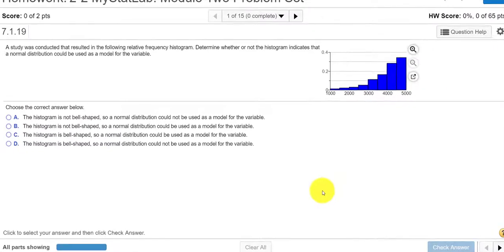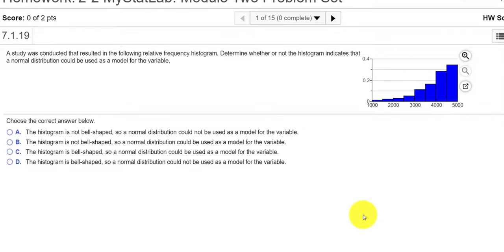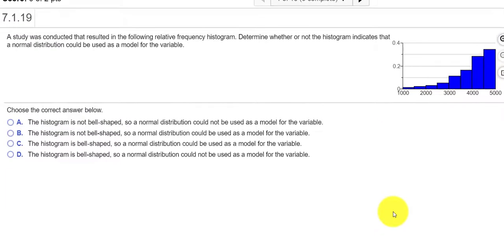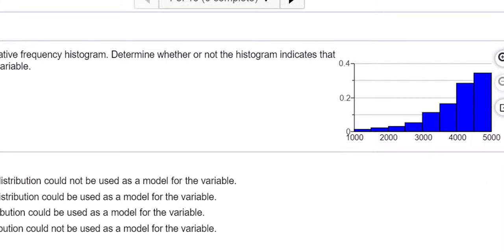Hello, class. In this problem, we are provided with a relative frequency histogram, and we're asked to determine whether or not the histogram indicates that a normal distribution could be used as a model for the variable.